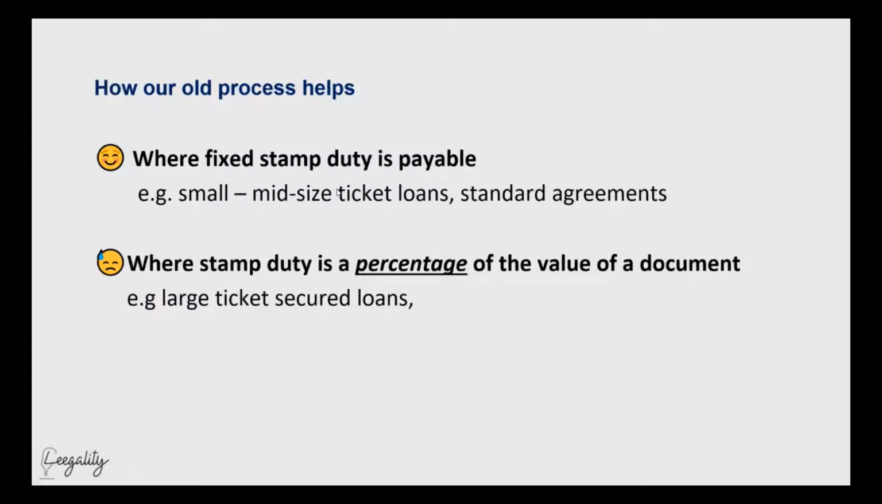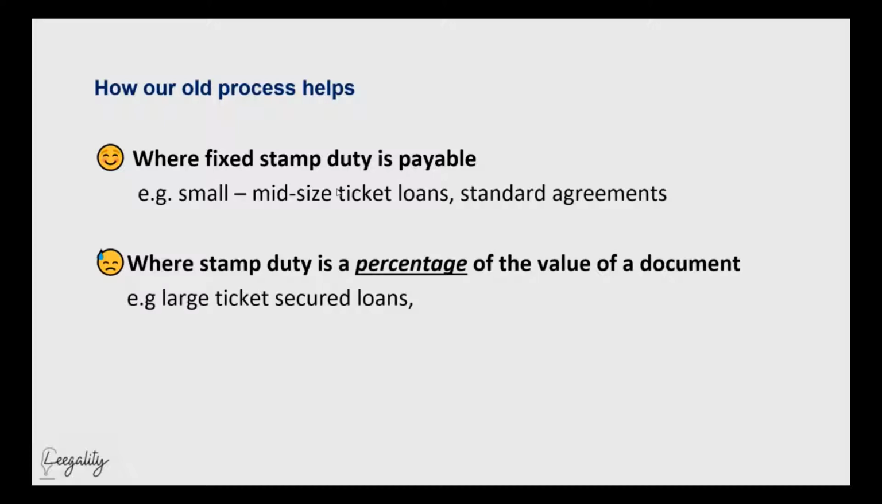But where stamp duty is a percentage, there'll be a value fixed. Say stamp duty is 2% of the value of the agreement. Here, the actual value of the agreement will ensure that the stamp duty changes on a case by case basis. So that's why we built dynamic stamping.